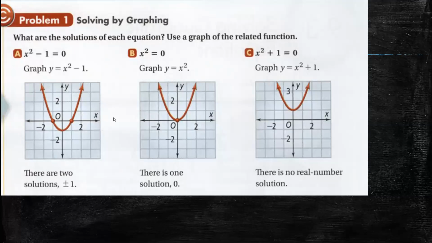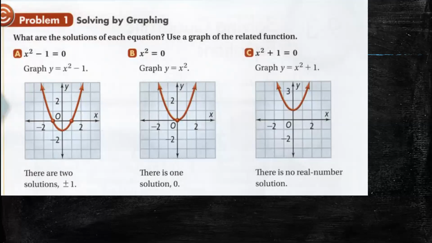Now look at the second one, y equals x squared. How many times does it touch the x-axis? 1 time. So at the origin there's only 1 solution. The last one, x squared plus 1, doesn't touch the x-axis. So there's no solution.